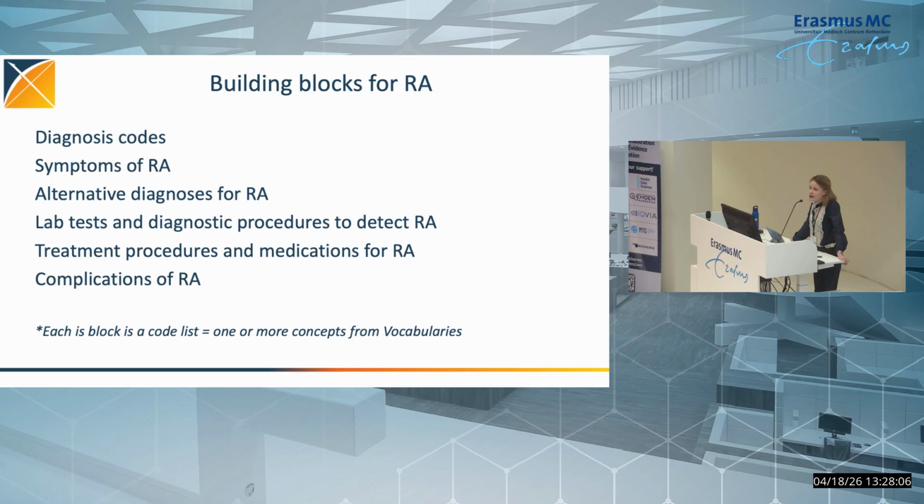You can think of the other diagnoses that clinicians need to rule out to determine that a patient has rheumatoid arthritis. You can think of the lab tests that are used to diagnose rheumatoid arthritis, such as rheumatoid factor or antibodies. You can think of the treatment procedures and drugs used for rheumatoid arthritis, or you can think of complications. All of these building blocks are at least one code list or concept set, where each consists of one or more codes from the vocabularies.